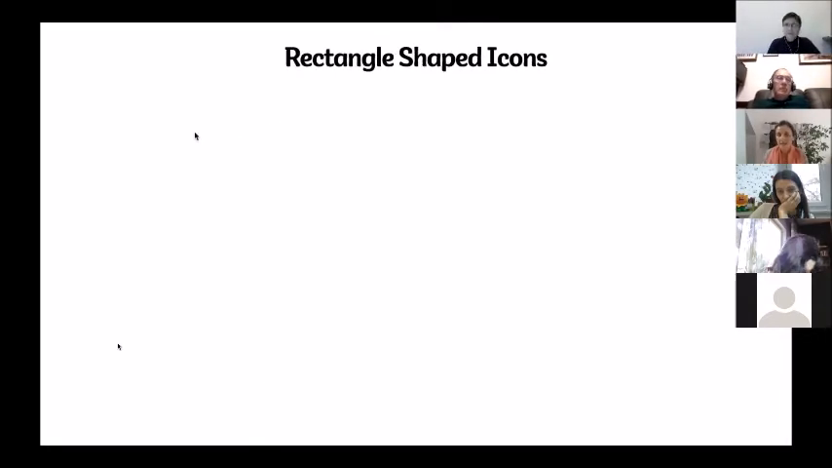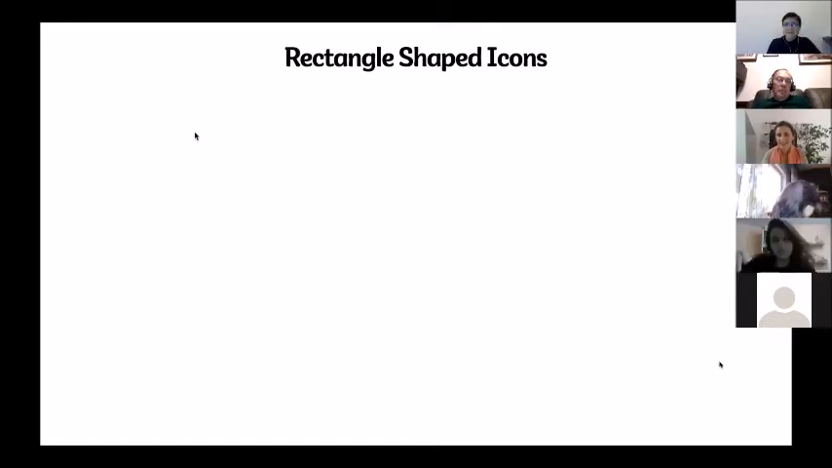rectangle shaped icons. Up to now, do you have any questions, concerns? How does it go? Give me some feedback, please. It's okay. Okay, I see you. It's really fun. Anyone, any questions, frustrations? Okay, then. Ready to continue with the rectangle shaped icons?